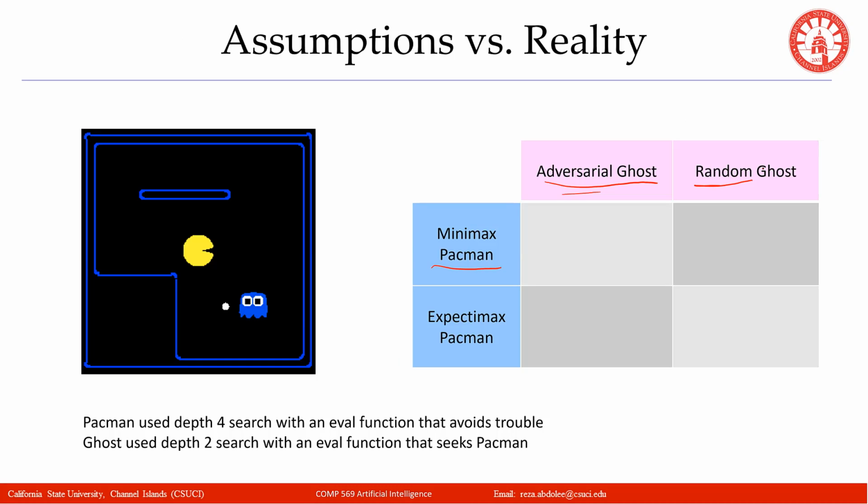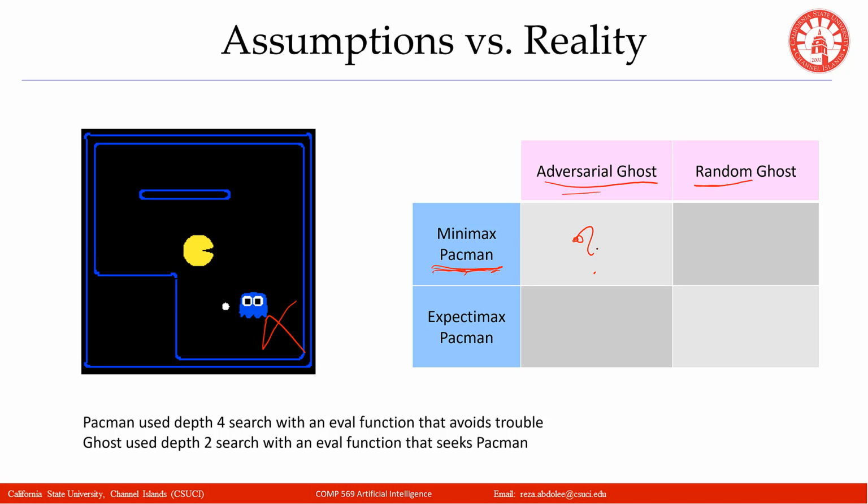Okay, before I run these different simulations, just think for a minute about which case we are going to get the higher score. So the question is: we want to know the score of this game when we run, for example, the Pac-Man with the minimax algorithm, but the ghost is adversarial. We want to know what the score is going to be.